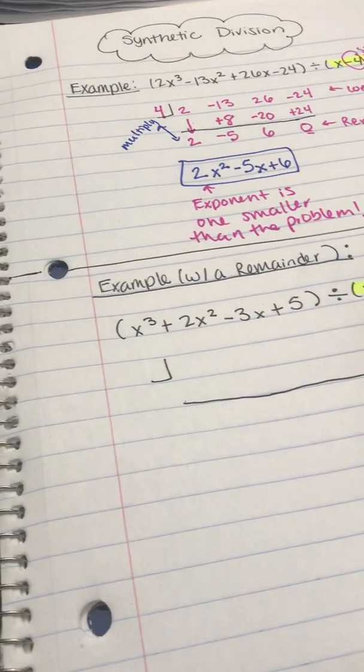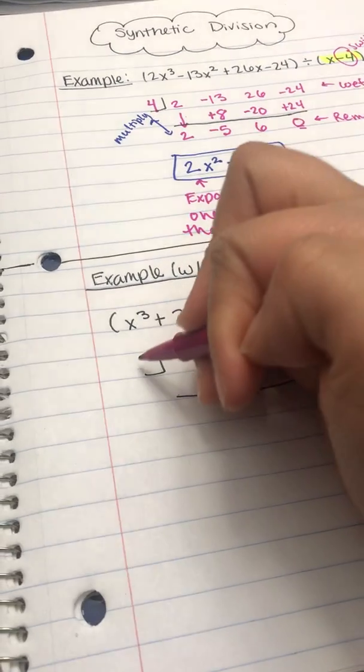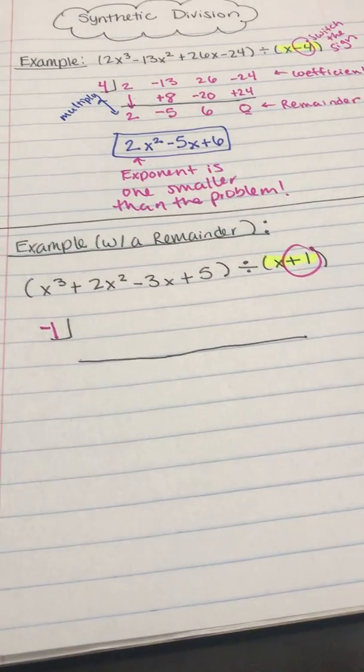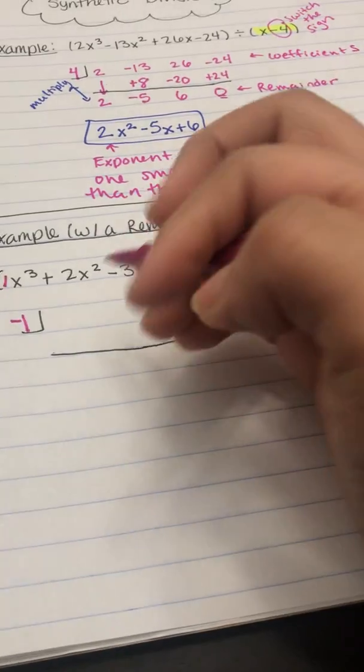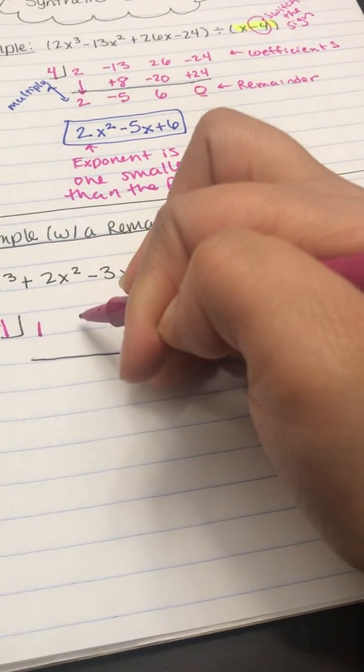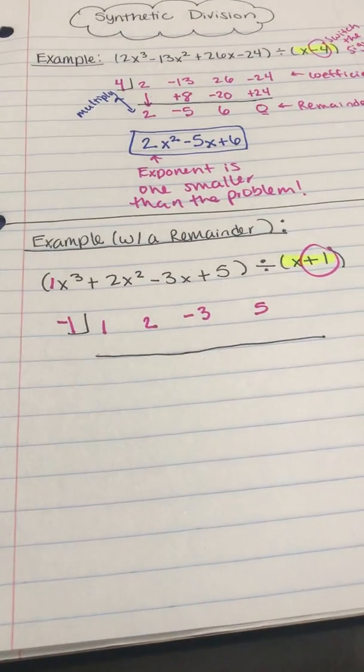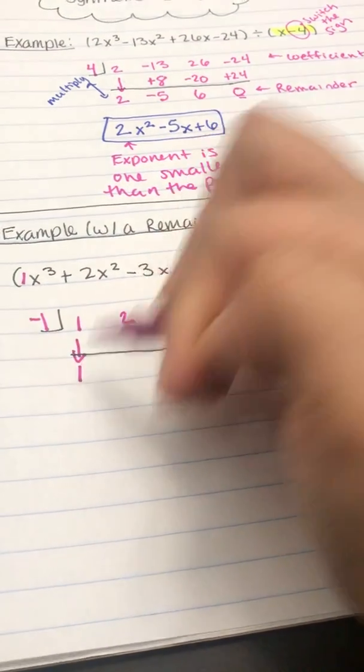So I'm going to set up my little box and my line. And then since this is a positive 1 in my box, I change the sign to a negative 1. Then I'm going to start to fill in my coefficients. Here, I would have an imaginary 1. So I have 1, 2, -3, and 5. And then remember, you always bring down your first one.